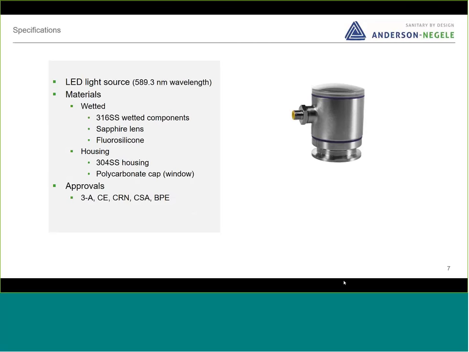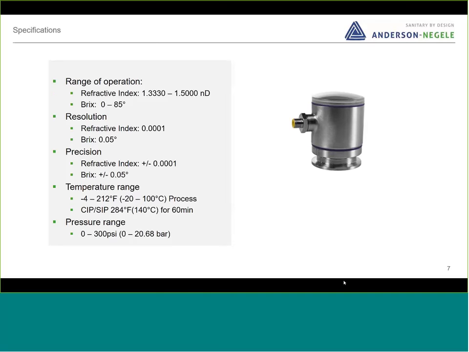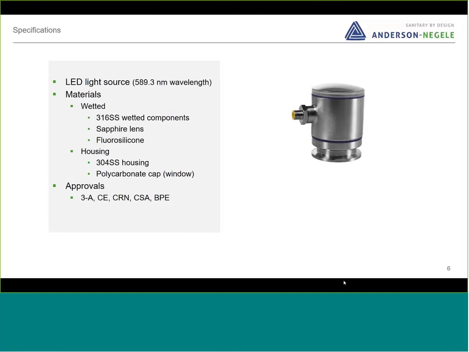The light source is an LED light source, and the wavelength is 589.3 nanometers. That's key because in the prior slide I had mentioned the refractive index, and that is based on a specific wavelength of light, which is the accepted standard. And of course, we wouldn't make the wrong decision. Our LED light source is based on the standard wavelength of light. So we have direct measurement of refractive index as the rest of the world sees it.